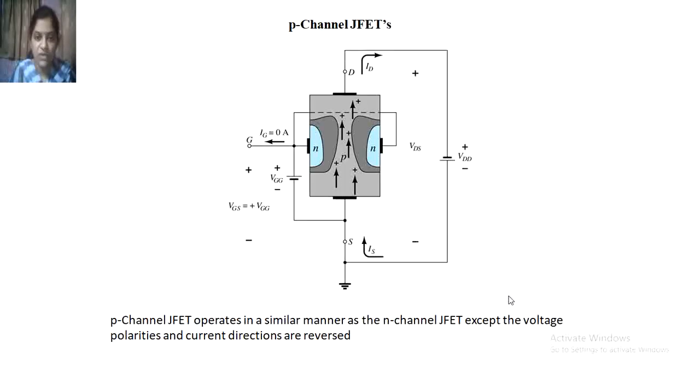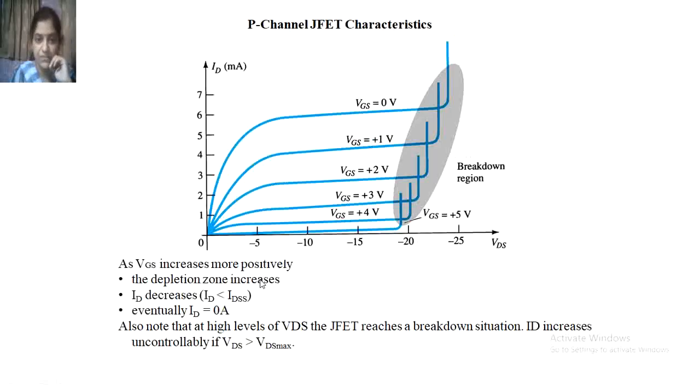So up to this we have seen the N channel working. The P channel JFET operates in a similar manner as the N channel JFET, except for the voltage polarity and the current direction. The voltage polarity is different from the N channel, because for the N channel VGS is negative, but for the P channel VGS is positive. And for the N channel, VDD is positive with respect to the negative source, but here the polarity is changed. This is nothing but the characteristics that clearly show that VGS is positive.